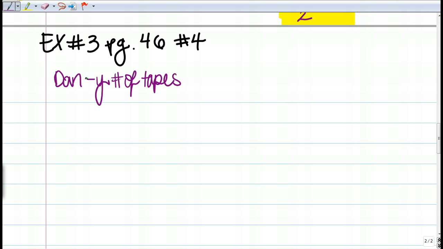And it says if he had 15 more tapes, he would have half the number his brother has. So we don't know how much his brother has, but we'll make B equal the number his brother has. So this would be the bro's tapes. So we're going to have Y representing the number of Dan's tapes, and we'll have B representing his bro's tapes.